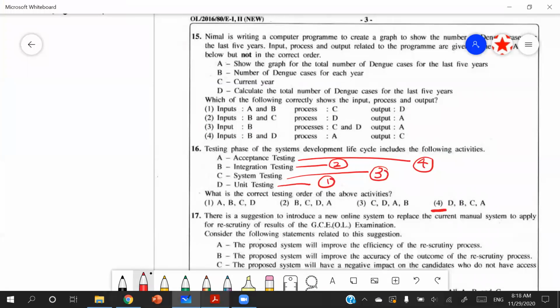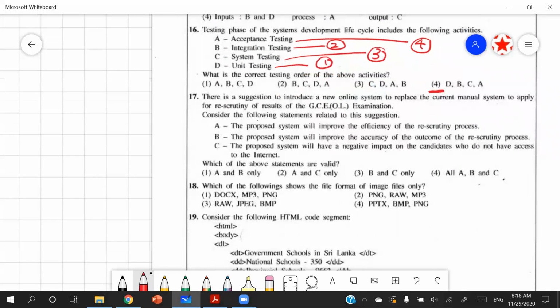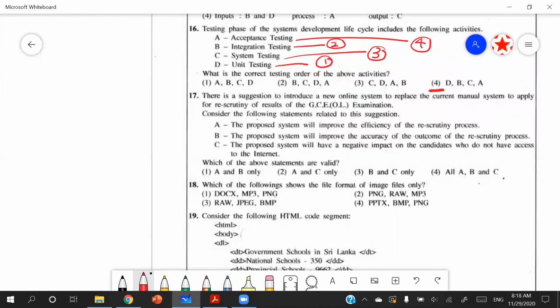And 17th, there is a suggestion to introduce a new online system to replace the current manual system to apply for re-scrutiny. Okay, that's not a good word. Okay, re-scrutiny of the result of the GCE O level, right? Recorrection, that's what you call re-scrutiny, right? Result of the GCE O level examination.